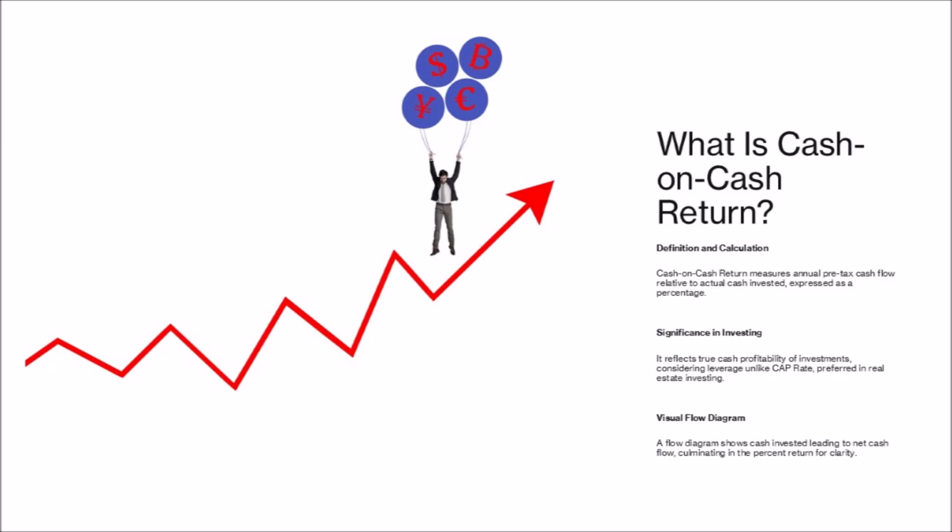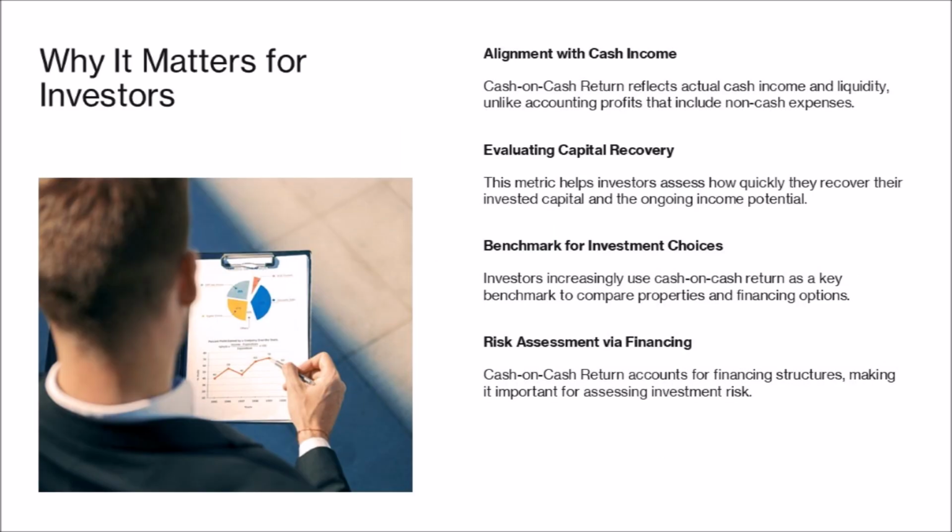So what exactly is cash on cash return? It measures your annual pre-tax cash flow against the actual cash you've invested. If you've invested $100,000 and the property pays you $12,000 a year in cash flow, that's a 12% return. Unlike the cap rate, this one considers leverage, how your financing affects profits. That's why it is a true measure of cash performance.